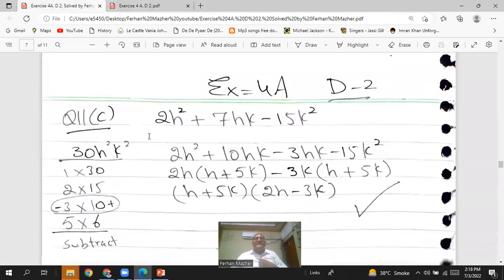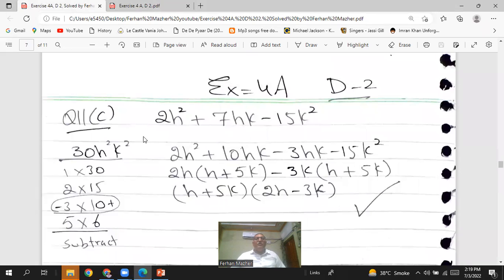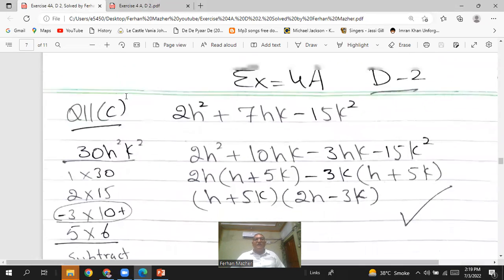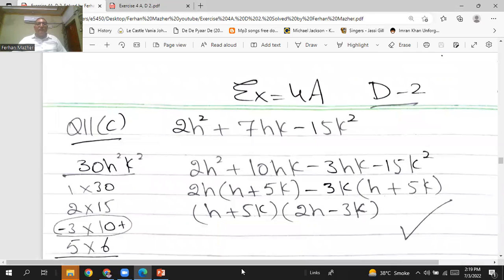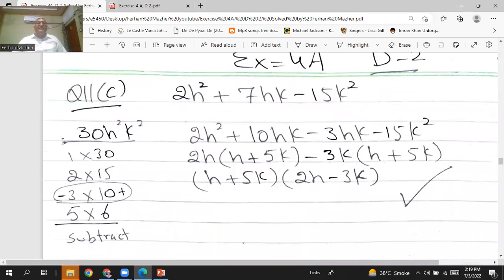Okay, the next part is 2h square plus 7hk minus 15k square. That's the C part. So here we go: 2h square plus 7hk minus 15k square. Multiply the extreme terms, and you will get 30h square k square. So we will write the factors of 30. They are 1 into 30, 2 into 15, 3 into 10, 5 into 6.